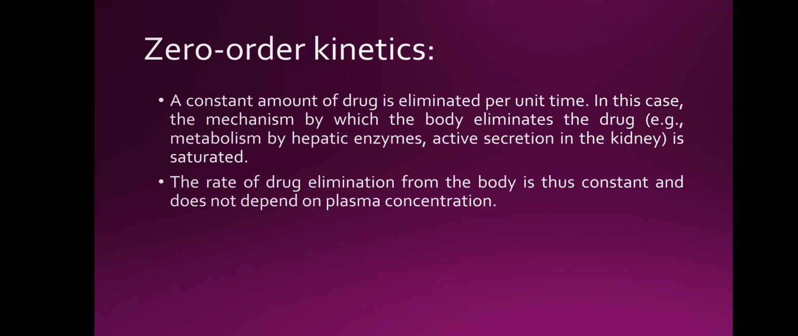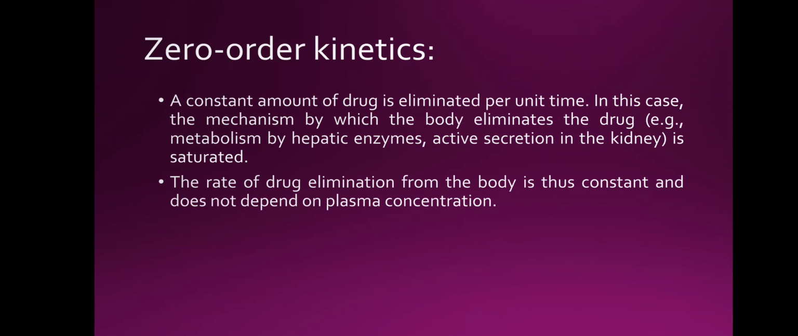A constant amount is eliminated per unit of time, regardless of the concentration of the drug in the circulation. In this case, the mechanism by which the body eliminates the drug, either metabolism by hepatic enzymes or active secretion in the kidneys, is saturated because I have a limited number of enzymes. It will not increase with increasing drug concentration. So if I increase the drug concentration beyond the capacity of my enzymes to metabolize it, it is very easy to reach a toxic level because the drug will accumulate, as the enzymes are saturated and not able to take it.